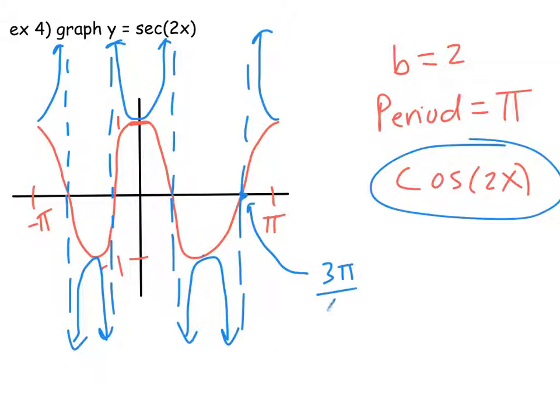So that 0 ends up being at 3 pi over 4. Okay? That's where you would want to identify them. Whatever detail you're going to have on your secant graph, take care of it as you're graphing cosine of 2x.